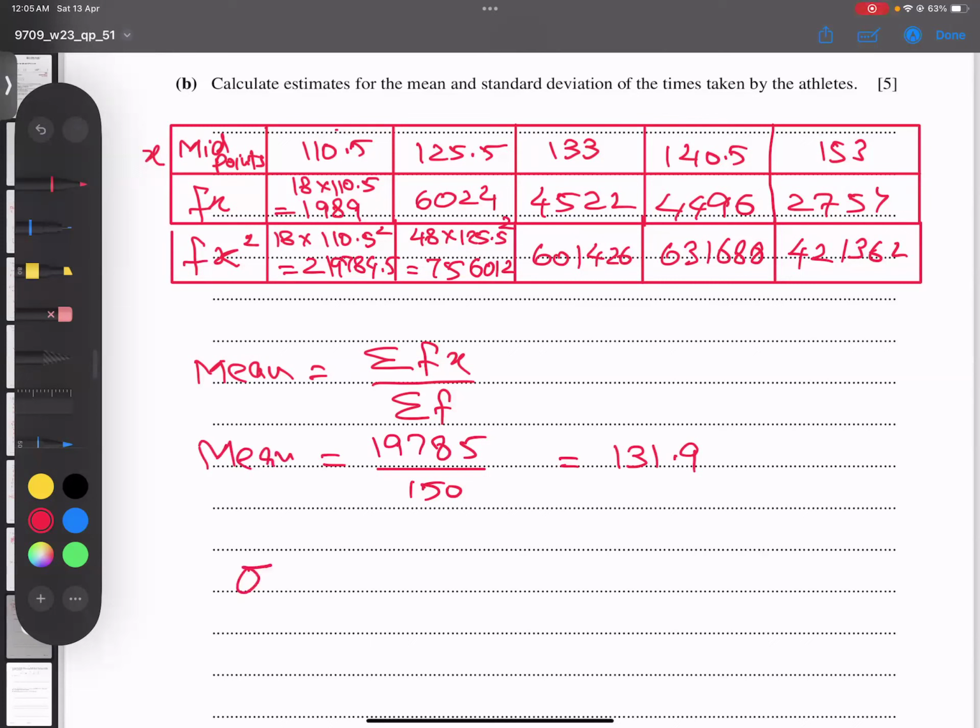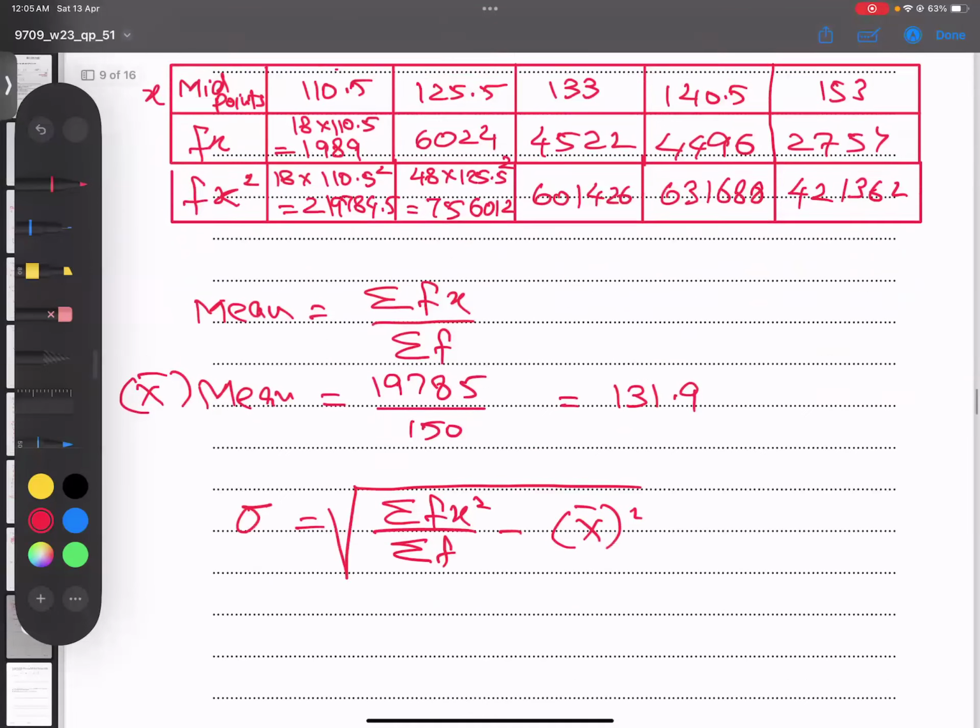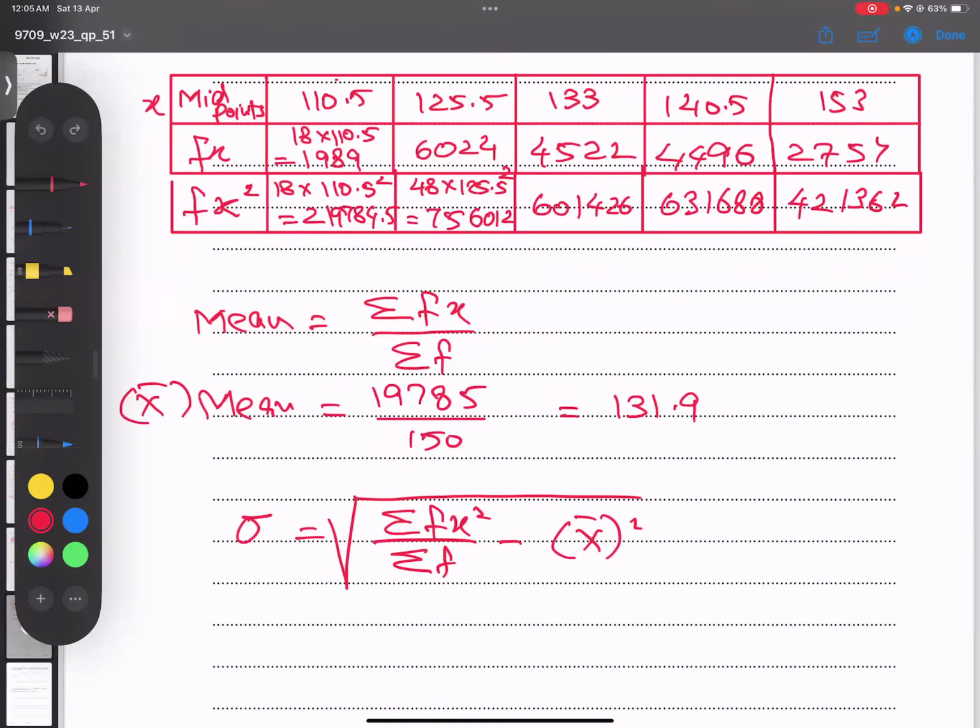Now I'm going for the deviation formula. The basic formula is the square root of sigma fx square over sigma f minus mean square. And mean, we represent with x bar. This is called mean. Okay, so in this column, luckily I have here, I will add all numbers and copy here. And this value I'll get from here.